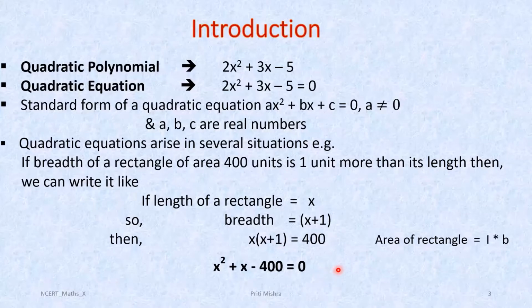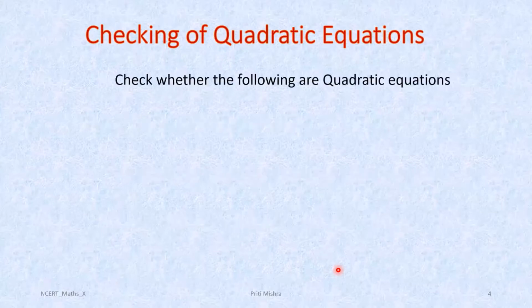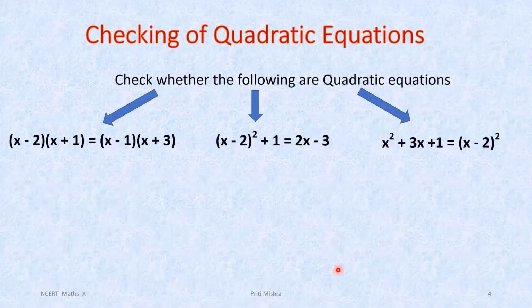So this is the way we can frame a quadratic equation under any given situation. Our next topic is how we can check whether a given equation is a quadratic equation or not. Check whether the following are quadratic equations or not. Here we are going to take three types of equations: first one, second one, and third one. Now we have to check which one is quadratic and which one is not. In order to check, we just need to simplify the given expression.